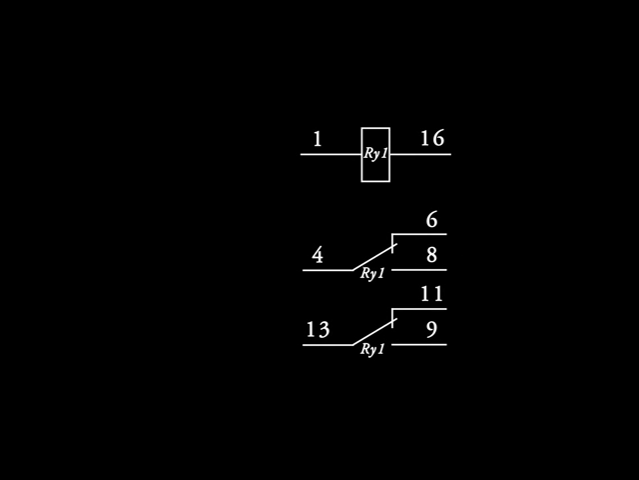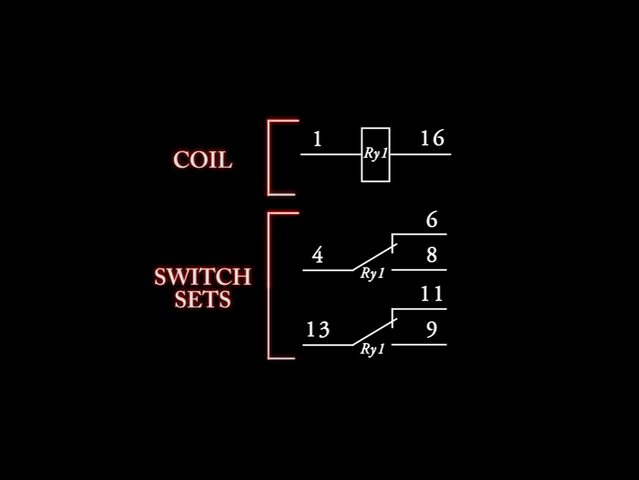This is how the relay looks when drawn in a diagram. It consists of two main parts: the coil, which activates the relay, and the switch sets, which act similar to push buttons. To activate the relay, we use a push button connected to the relay's coil.